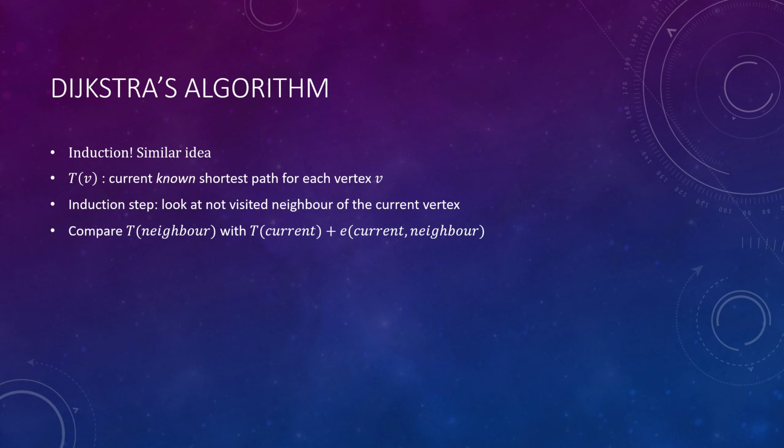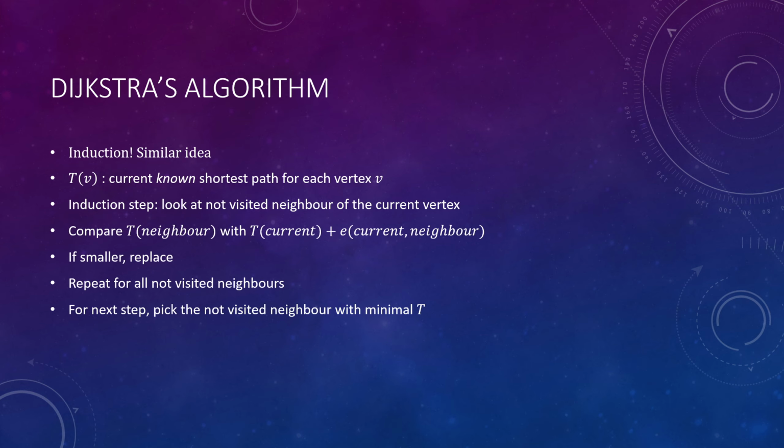So we need to compare its current t-value, the current t-value of the neighbor, with the t-value of the current vertex, to which we add the edge cost between the current vertex and the neighbor. And now we pick the smallest of these values. If the neighbor's t-value is still the smallest, then we don't change anything. But if the t-value of the current vertex plus the edge cost is smaller, then we replace the t-value of the neighbor. And now we repeat this for all the non-visited neighbors.